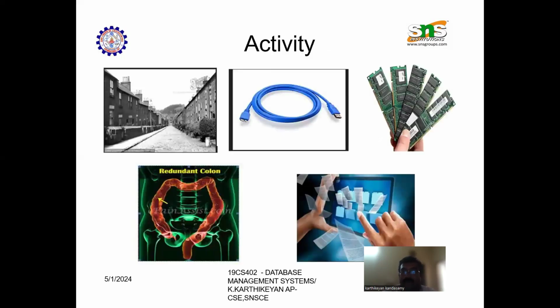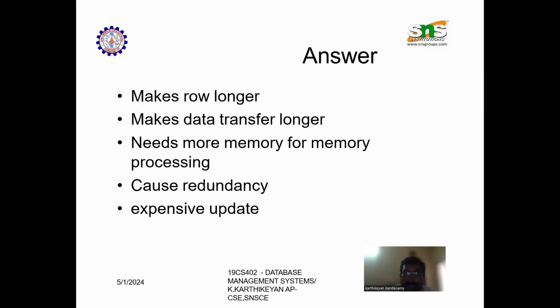So please find out the activity. The answer: it makes rows longer, makes data transfer longer, needs more memory for processing, causes redundancy, and makes updates expensive in your database. This is my answer for denormalization in your process.